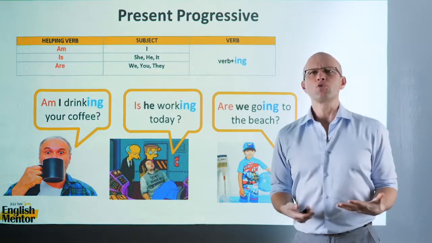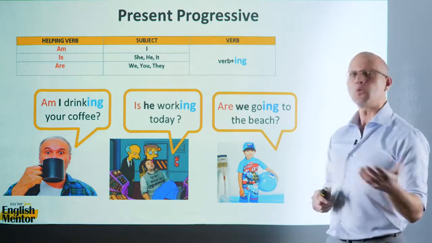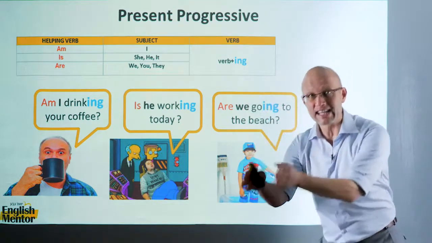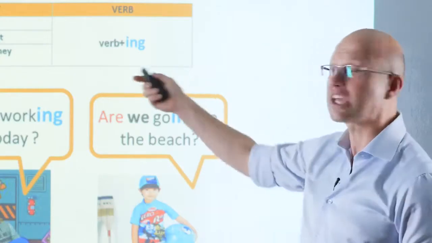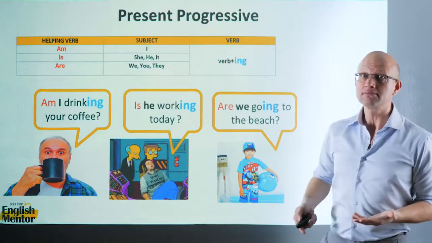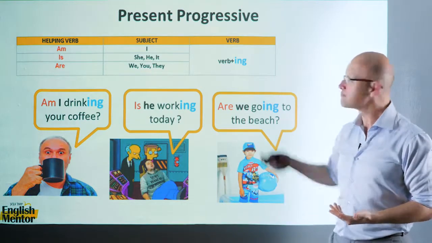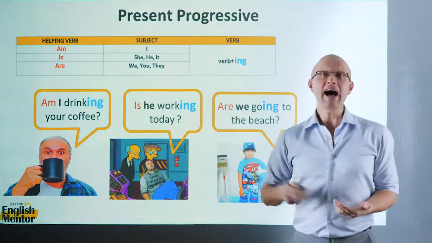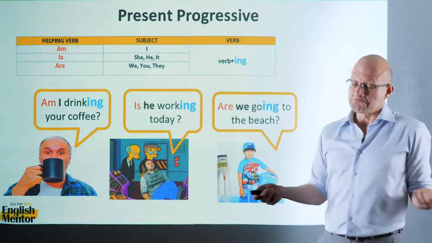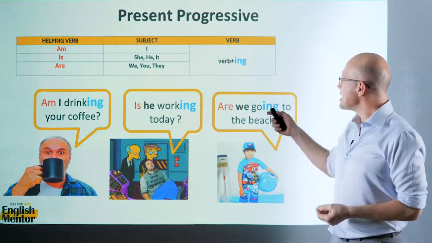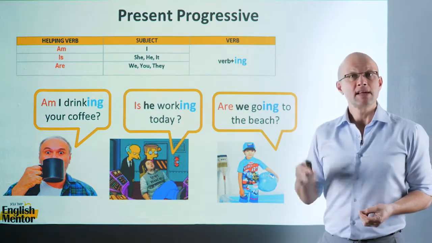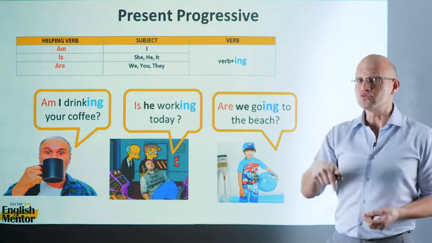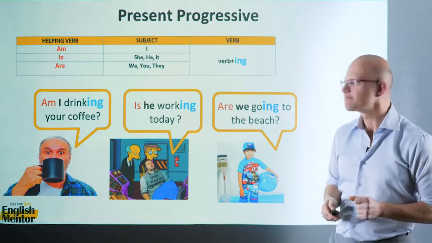Now, what if we want to ask a question about what is happening right now? Well, all we have to do is take those helping verbs and put them at the beginning of the sentence. So, we use the same helping verbs, am, is, and are, depending on what the subject is, as you can see. Let's look at some of the examples. Am I drinking your coffee? Am I drinking now? Is he working today? Right now. Are we going to the beach? Right now. They all have the zing effect.